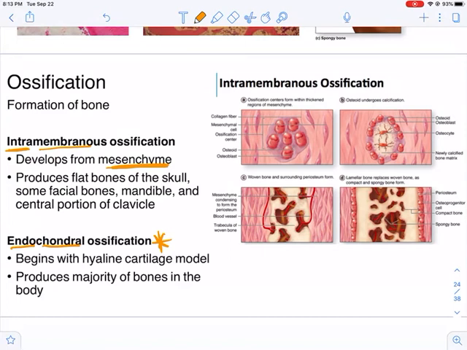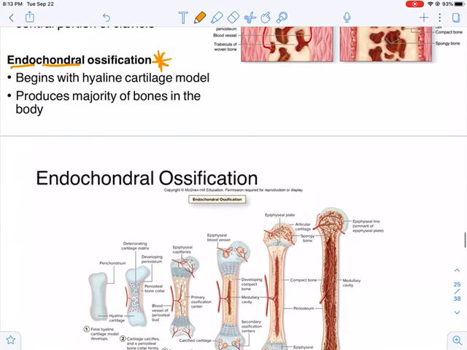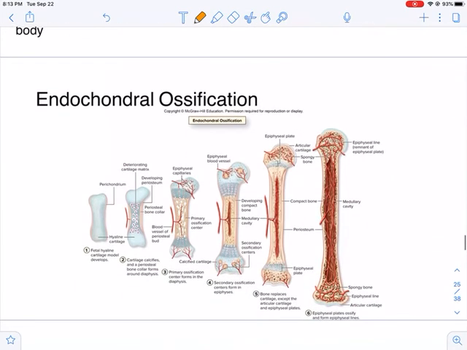inside cartilage. Chondro means cartilage, so inside cartilage. And this is how most of your bones are created. And we can see the steps here. We have this nice cartilage model when we are babies. The cartilage starts to calcify. And we usually see it start, you can see in the shaft here, or the diaphysis.